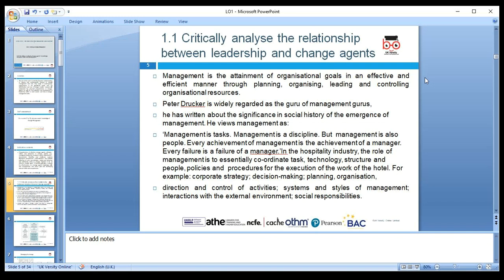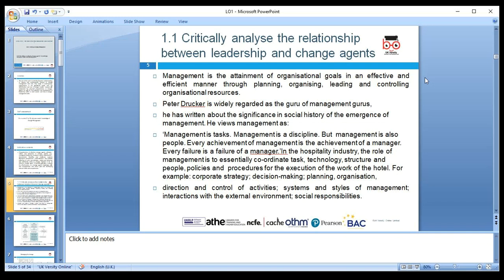he is a widely regarded guru of management. He has written about the significant social history and emergence of management. He views management as a task, management as a discipline, but management is also about people. What sort of behavior they have, how they deal with you, how they treat you; different people have different mentalities. So every achievement of management is an achievement of the manager, and every failure of an organization is a failure of the manager.